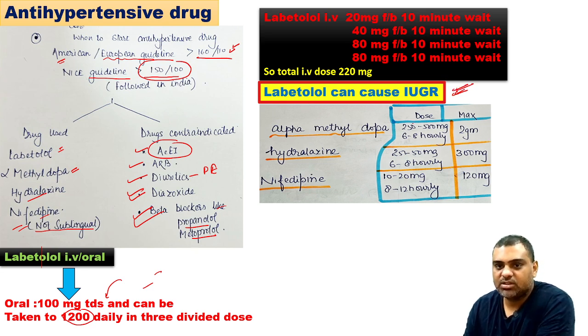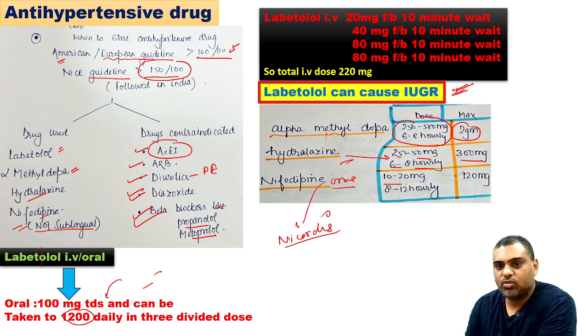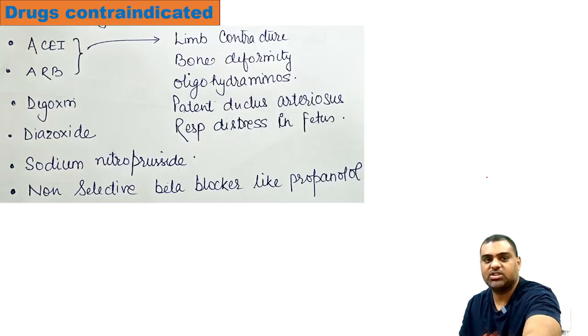Alpha methyldopa: the dose is 250 to 500 mg 6 to 8 hourly, 2 gram maximum dose. Hydralazine: it is 25 to 50 mg 6 to 8 hourly, 300 mg maximum dose. Nifedipine we give orally. It comes by the name of Nicardia, a very common drug. 10 to 20 mg, 8 to 12 hourly, maximum 120. So this is what you have to understand.